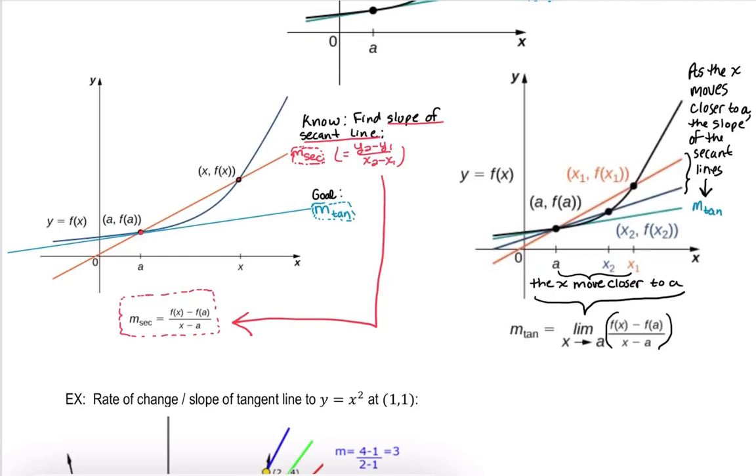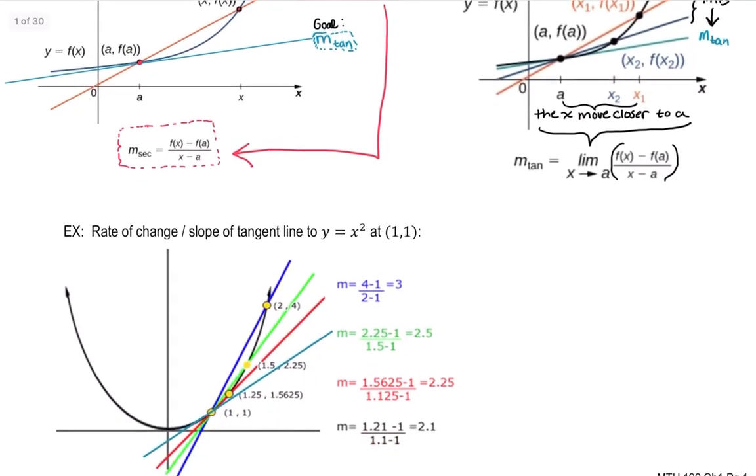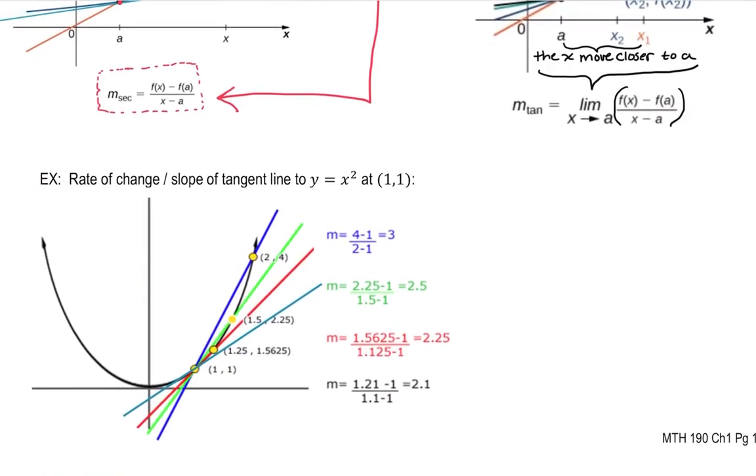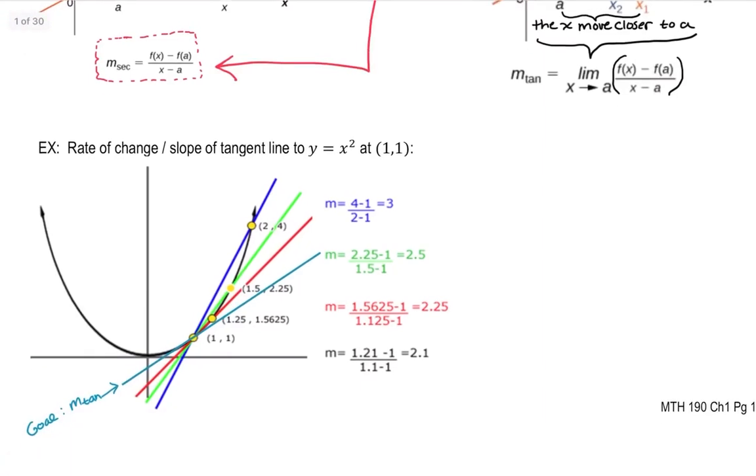All right, let's look at a numerical example, one more example with this concept, because this is what we're really going to be working up to in the first chapter or so. Again on this one, I'm interested in finding the rate of change, or the slope of the tangent line, at (1, 1). This is my goal right here. Once again, we're seeing a similar graph as the last one.